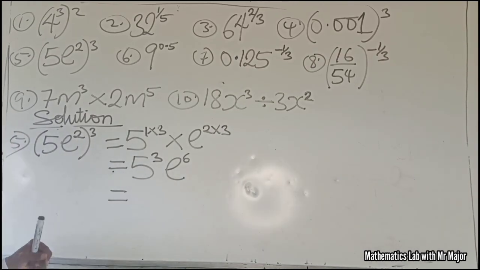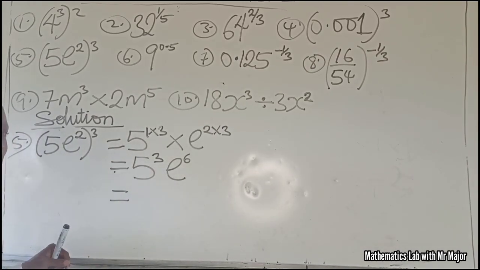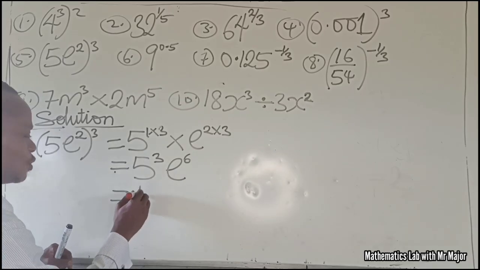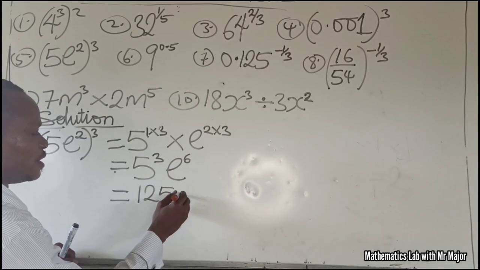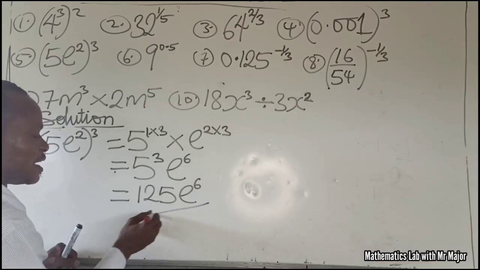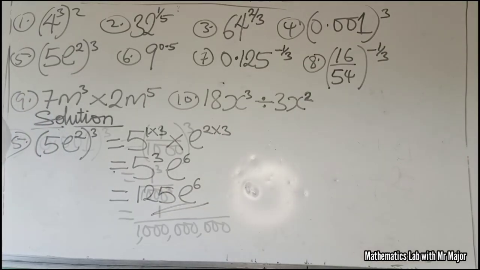Let us find the value of 5 raised to power 3. That is 5 times 5 times 5, which will give us 125. Then e raised to power 6 as the final answer.